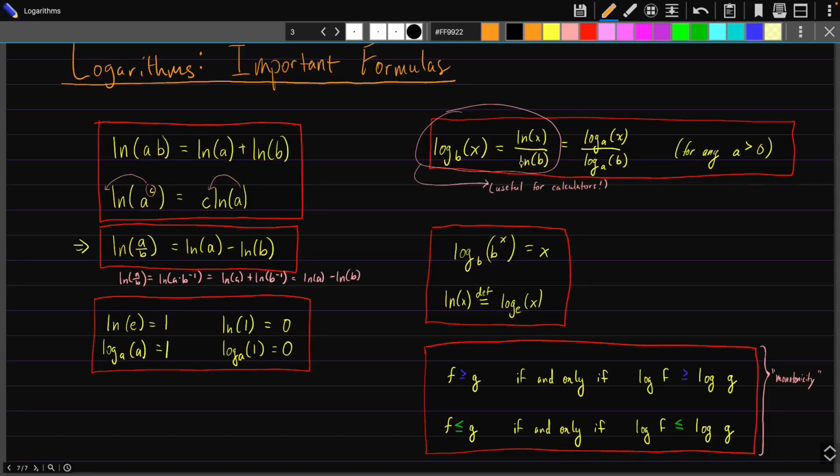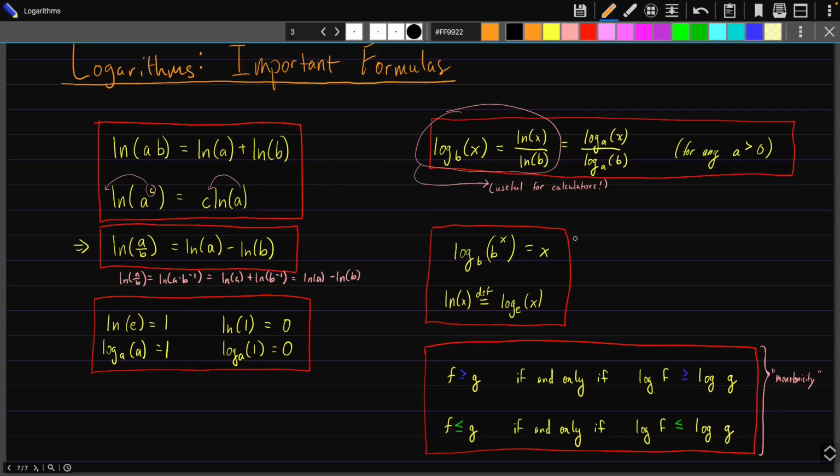Next, there's the change of base formula, which is that the logarithm to the base b of x is equal to ln of x over ln of b. And actually, you can do this change of base using any logarithm. Natural log isn't actually special. So logarithm to the base b of x is also equal to log base a of x over log base a of b for any a which is greater than 0. Not just a equals e, which gives you this formula here.